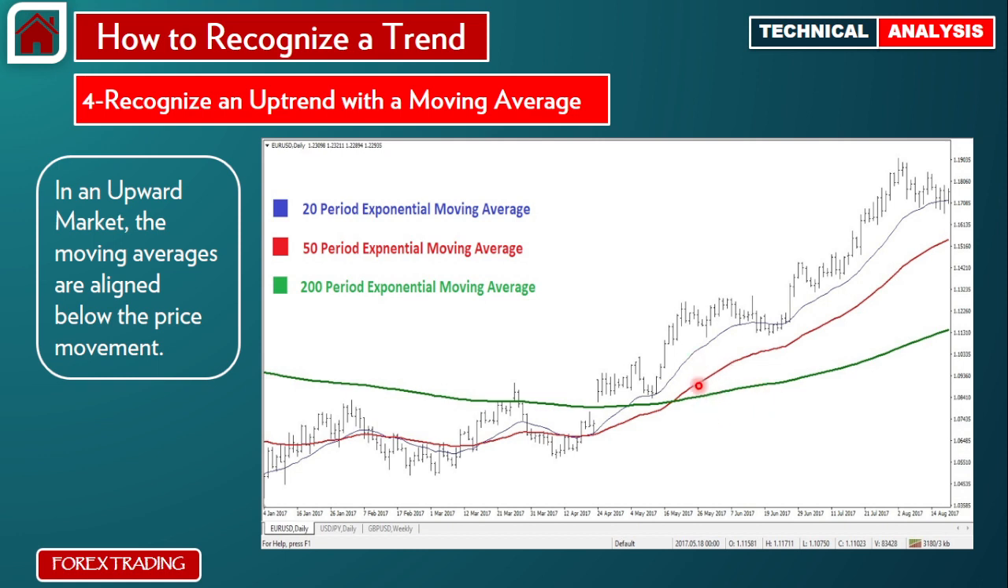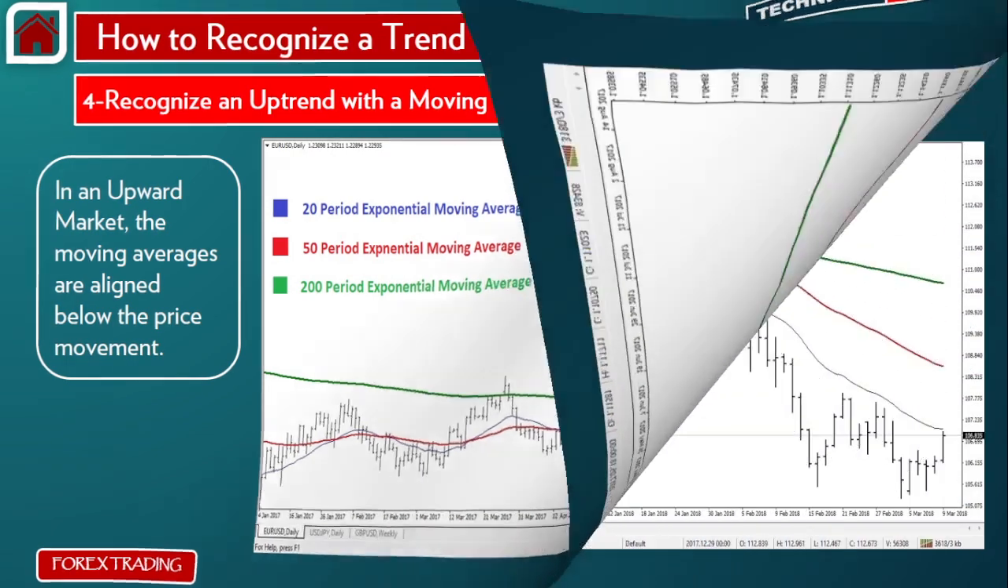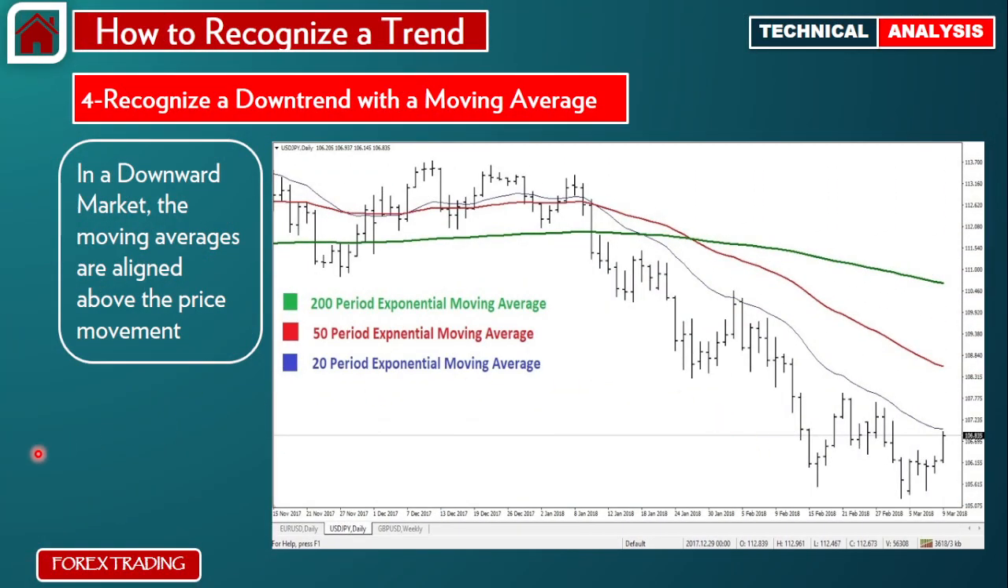So when these are aligned in this order and they are below the price, then it means that we can confirm a trend, right? Or we can recognize a trend. So from here on, from this point, they are all aligned. So we can take a buy trade from here because all of our analysis is done, including the moving average alignment. And then how we recognize a trend in a downward market with the moving average.